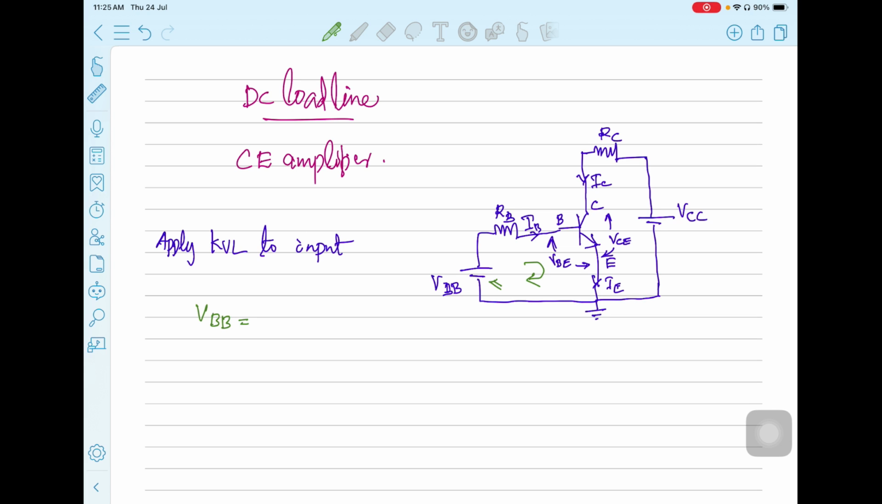We have one drop in the resistor, that is RB IB. So I can write RB IB, that is voltage equal to current into resistance, plus we have one drop between the base and the emitter, so it is VBE. This is the equation. VBB is equal to IB RB plus VBE. This is equation 1.